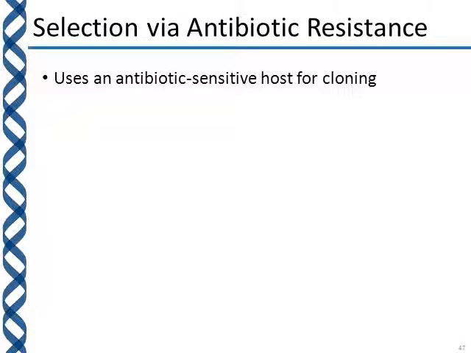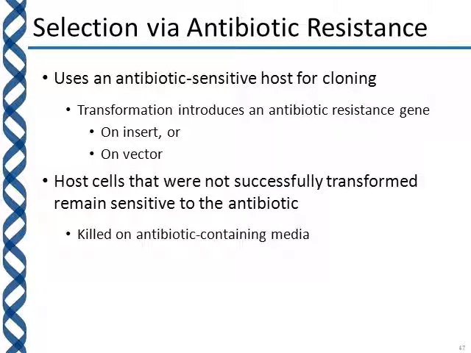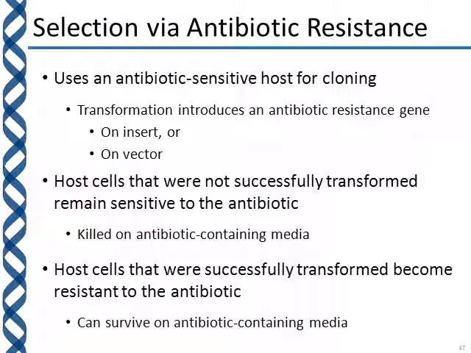The selection of antibiotic resistance uses an antibiotic-sensitive host for cloning. Transformation introduces an antibiotic-resistant gene on the insert or on the vector. Host cells that were not successfully transformed remain sensitive to the antibiotic. These are killed when grown on antibiotic-containing media. In contrast, host cells that were successfully transformed become resistant to the antibiotic, and they can survive when grown on antibiotic-containing media.